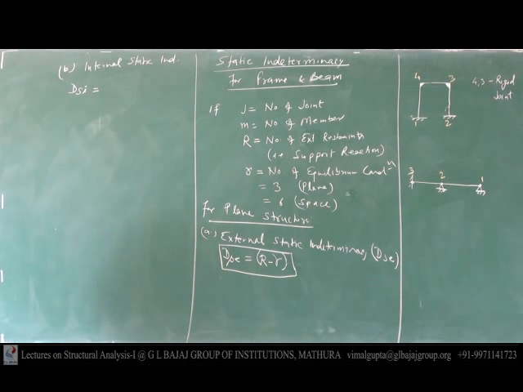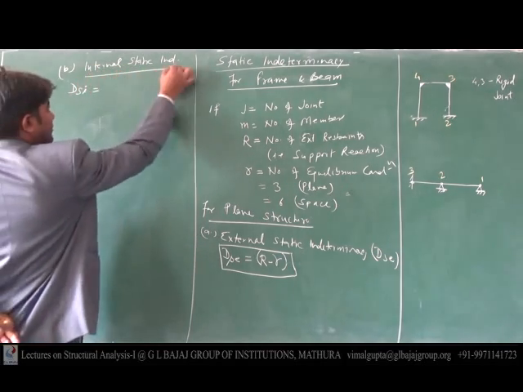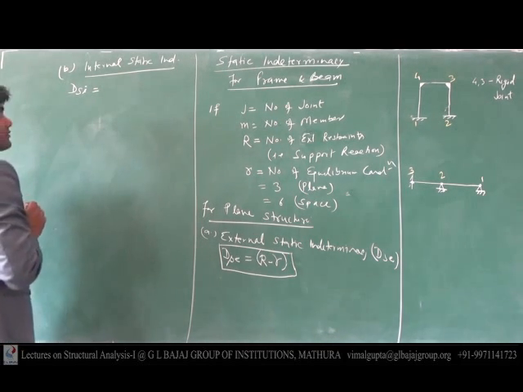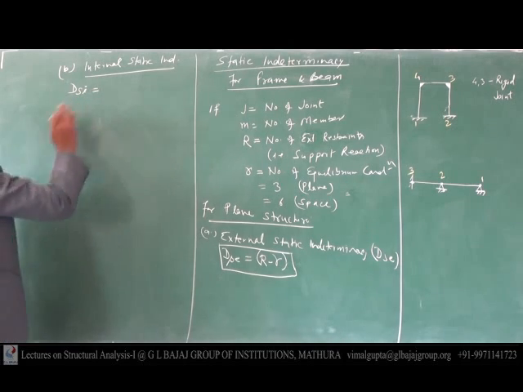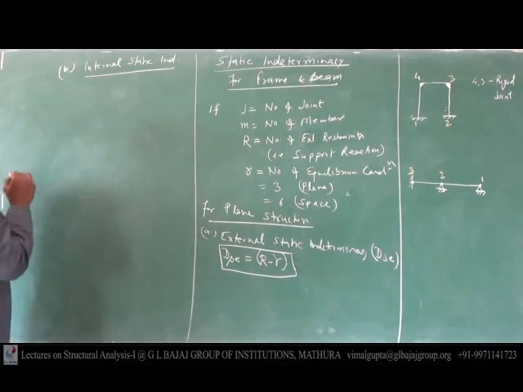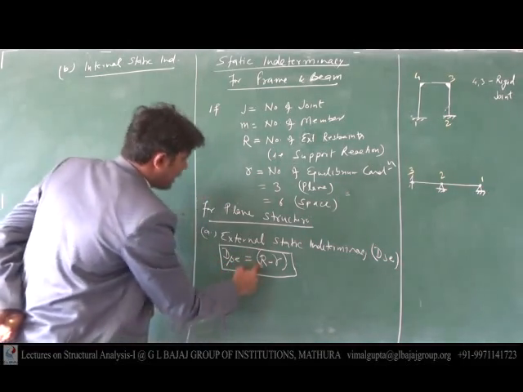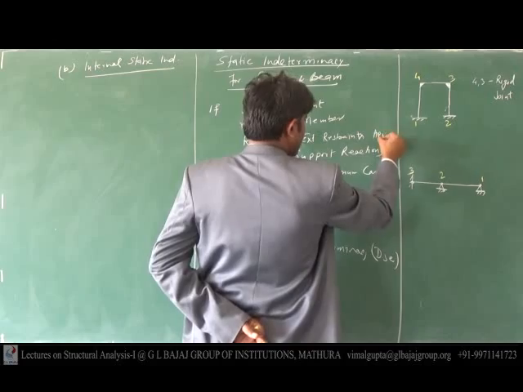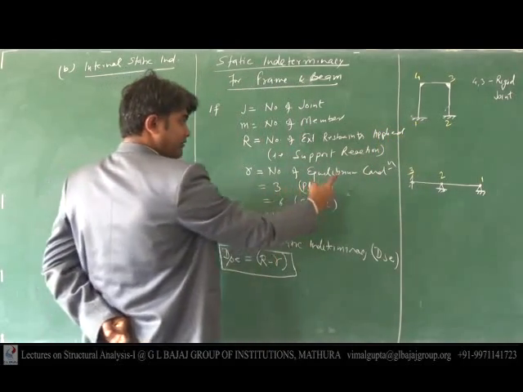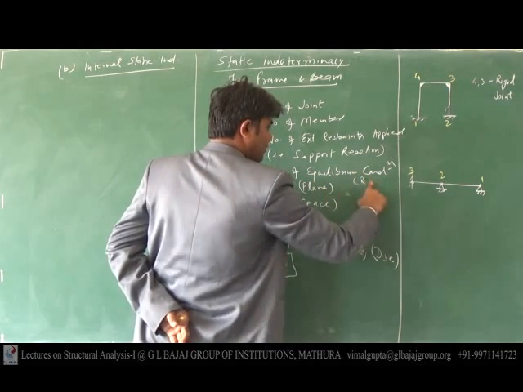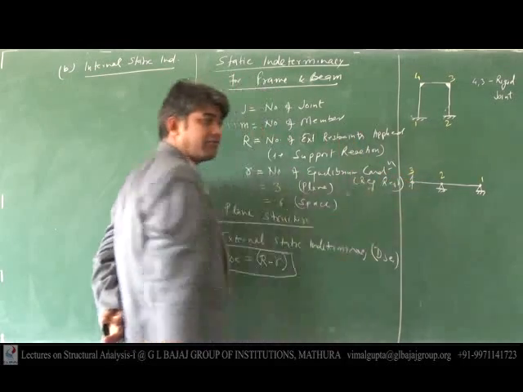How will it be calculated? Internal static indeterminacy. To find the internal static indeterminacy, we must have the total number of... R is the number of external restraints applied, and small r is the number of equilibrium conditions, meaning the required restraints for equilibrium.